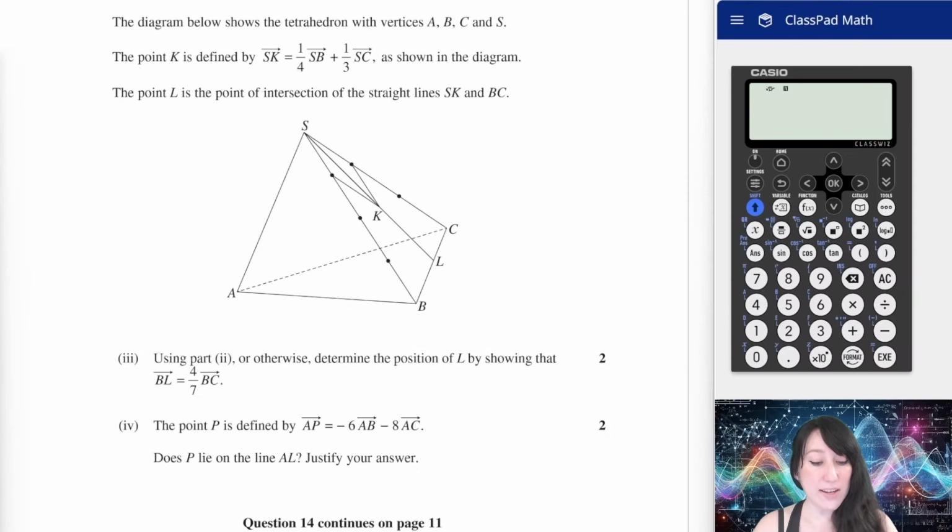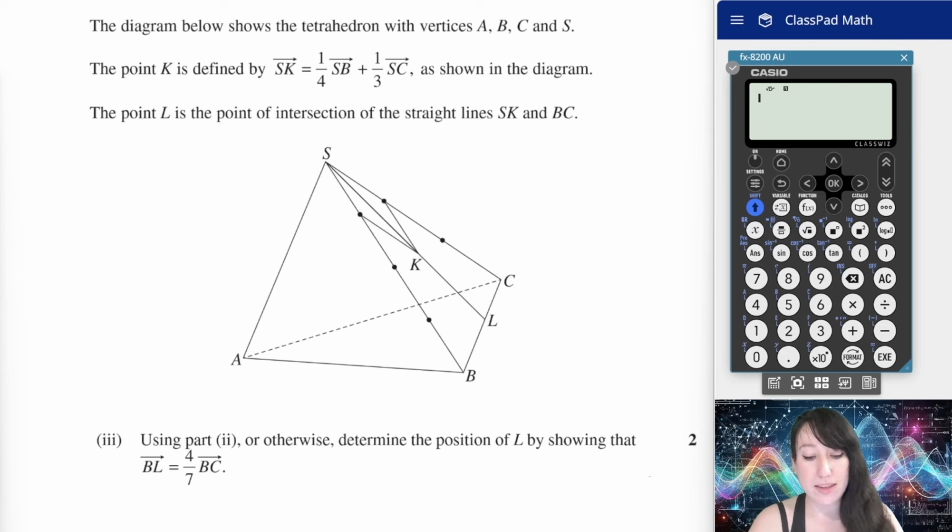Now 14a continues with, the diagram below shows the tetrahedron with vertices A, B, C, and S. The point K is defined by vector SK equals 1/4 vector SB plus 1/3 vector SC, as shown in the diagram. The point L is the intersection of the straight lines SK and BC. Then part 3 is, using part 2 or otherwise, determine the position of L by showing that vector BL is equal to 4/7 of vector BC.